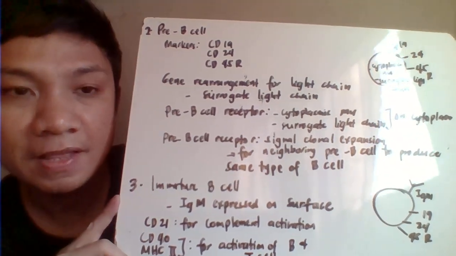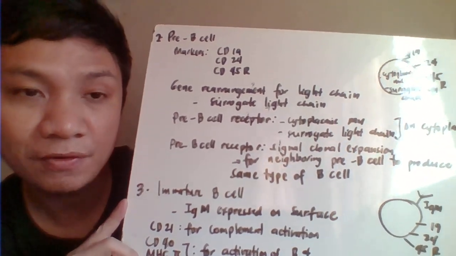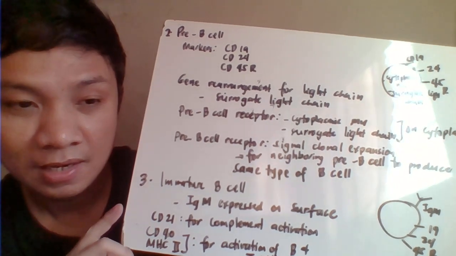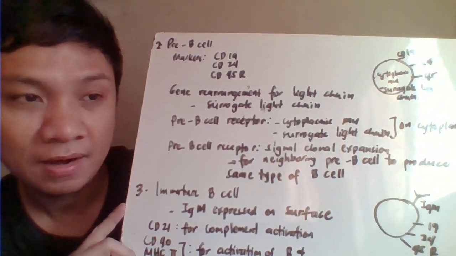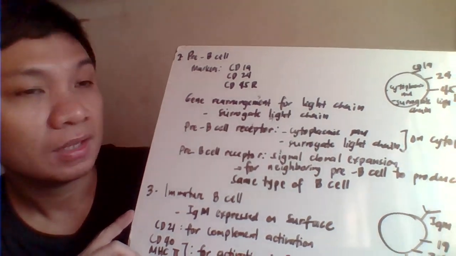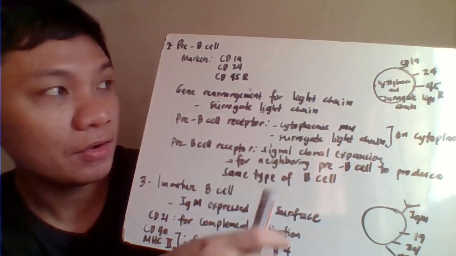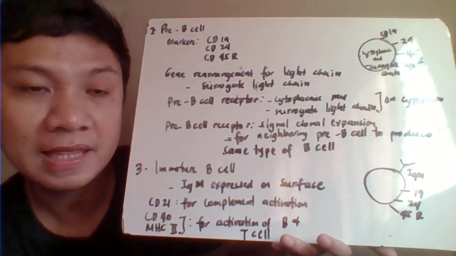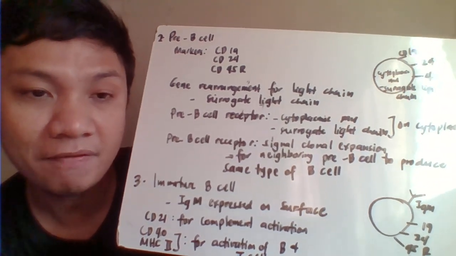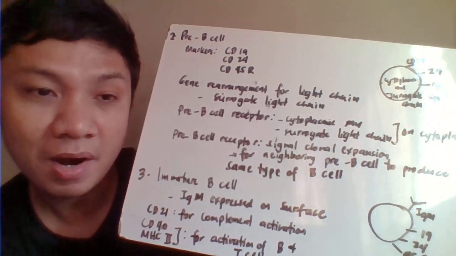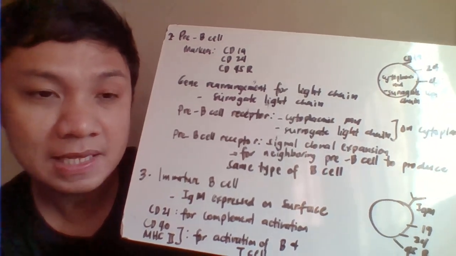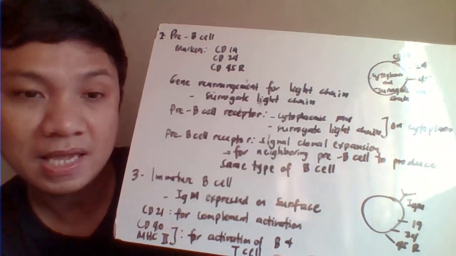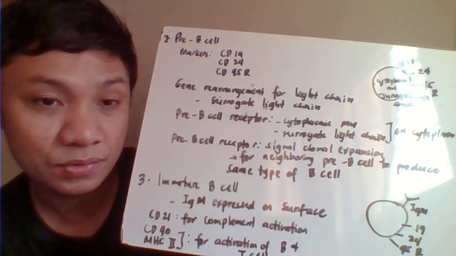Okay, so after the pro-B cells become successful with the gene rearrangement, in order to produce your cytoplasmic mu, it becomes your pre-B cell. Okay, the pre-B cells, on the other hand, contain the following markers: CD19, 24, and 45R. The previous markers like your c-kit, your TDT, your CD43 try to disappear at this stage.